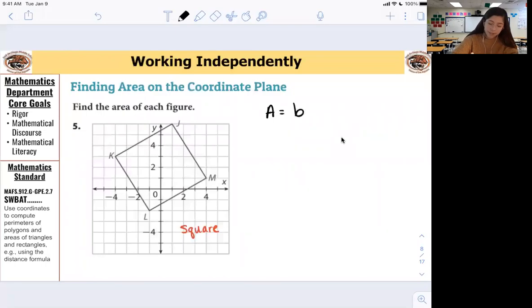Area is base times height. Otherwise known, and they also sometimes put it as length times width. Same thing. You're just taking the measurements of two sides, multiplying it, boom, there's your area.